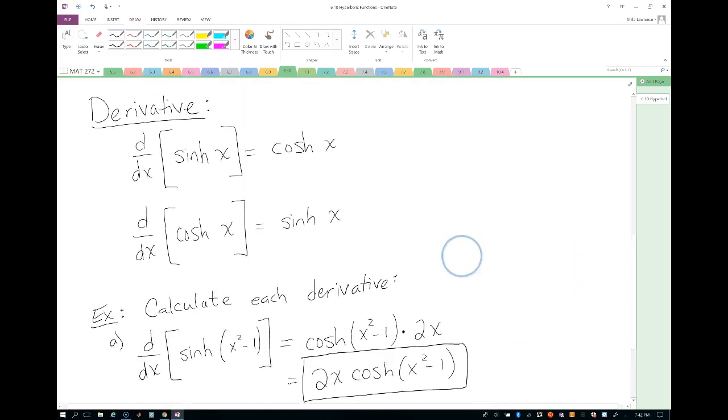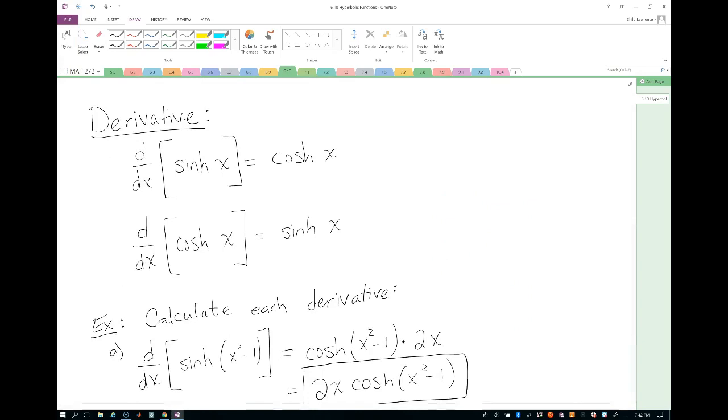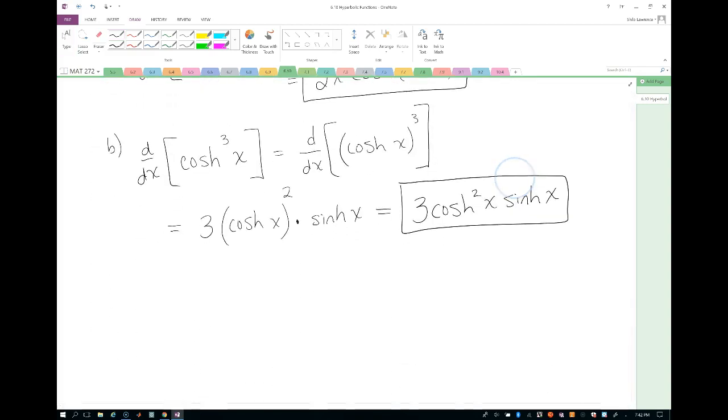Antiderivatives are just as easy. They're just doing these derivatives backwards. So the antiderivative for hyperbolic sine is hyperbolic cosine. Antiderivative for hyperbolic cosine is hyperbolic sine. Again, we don't have to worry about any sign changes, which is nice.